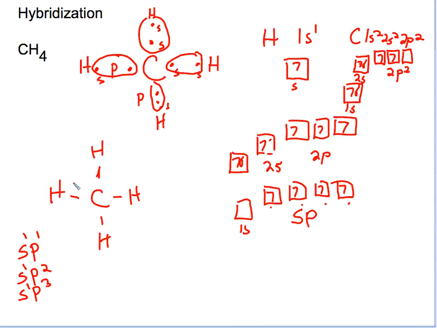So if you look here, we have 1, 2, 3, 4 domains. So which combination of s and p adds up to 4? Well, it's sp3. So if somebody asked you, hey, what's the hybridization of this carbon? You would just say 4 domains, so it must be sp3, because 1 plus 3 equals 4, which equals the domains. All right, let's look at another example.